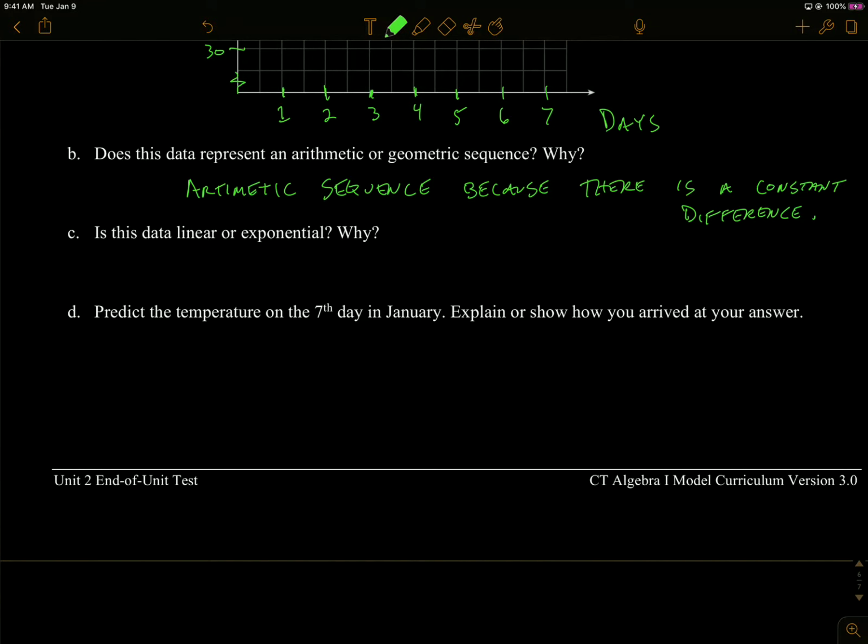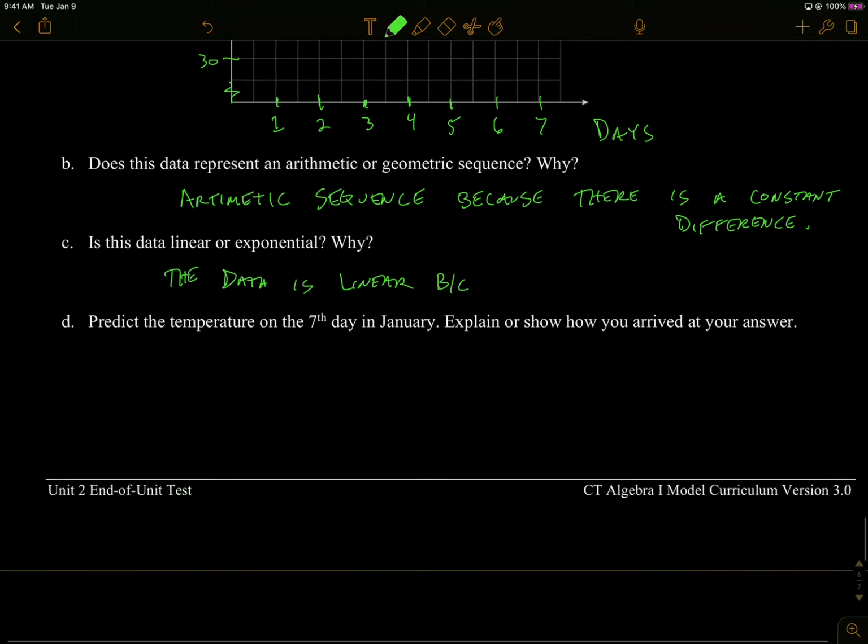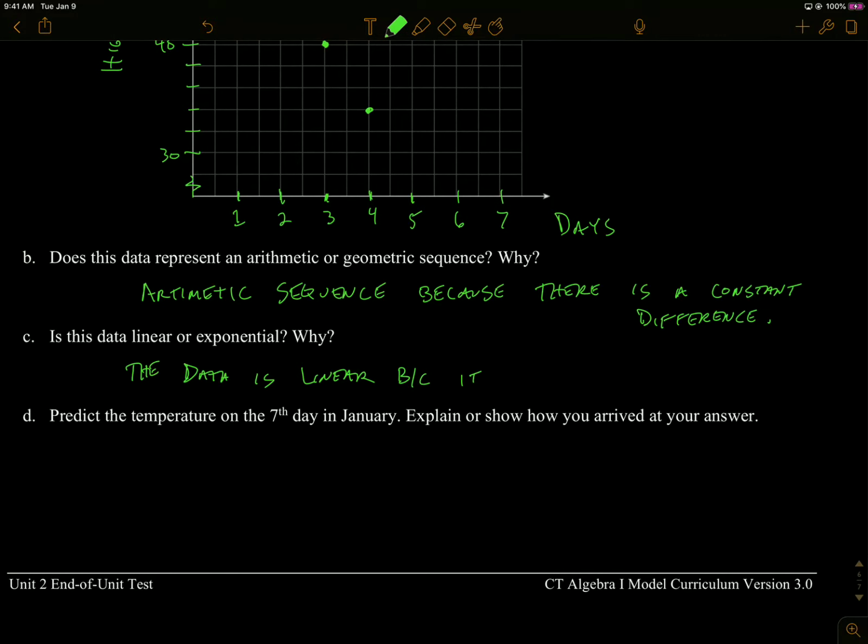Is this data linear or exponential? Why? The data is linear because you could say a couple things here. I'll say because it has a constant rate of change of -6 over 1, or that's just -6.